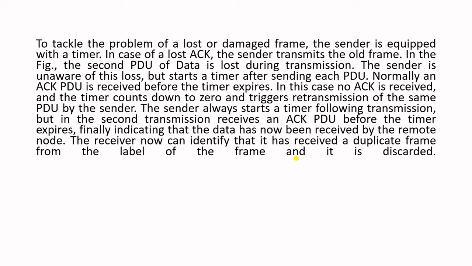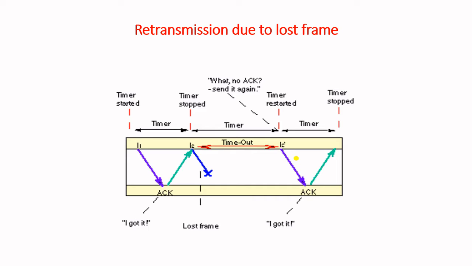Now, to tackle the problem of a lost or damaged frame, the sender is equipped with a timer. In case of a lost acknowledgement, the sender transmits the old frame. In the figure, shown in the next slide, the second PDU of data, the payload field, is lost during transmission. The sender is unaware of this loss but starts a timer.